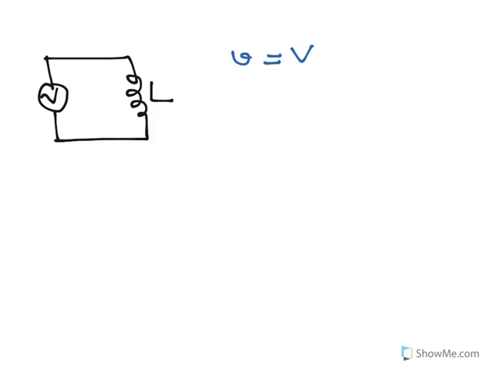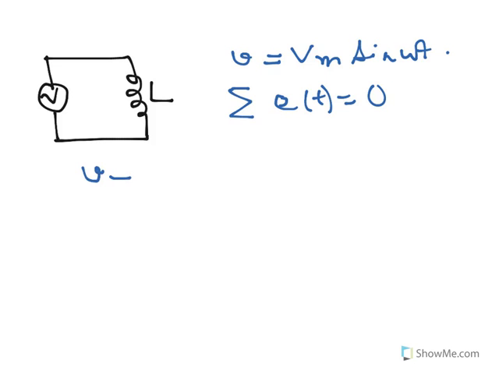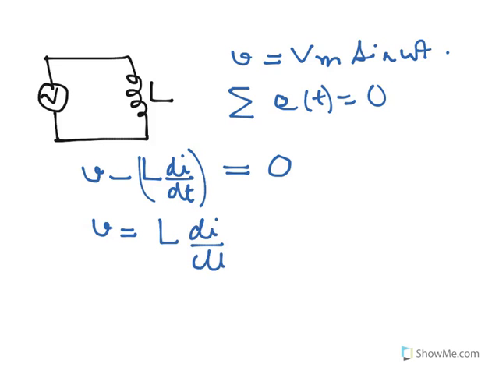So we can write this as Vm sine omega t. Now, according to Kirchhoff's loop law, the sum of the EMF of a circuit is equal to 0. Because of the inductor here, we have self-induced Faraday's EMF across the inductor. So, the total voltage is V minus L di/dt. This is the self-induced Faraday's EMF. The minus sign is because of Lenz's law. This is equal to 0. So V becomes equal to L di/dt.